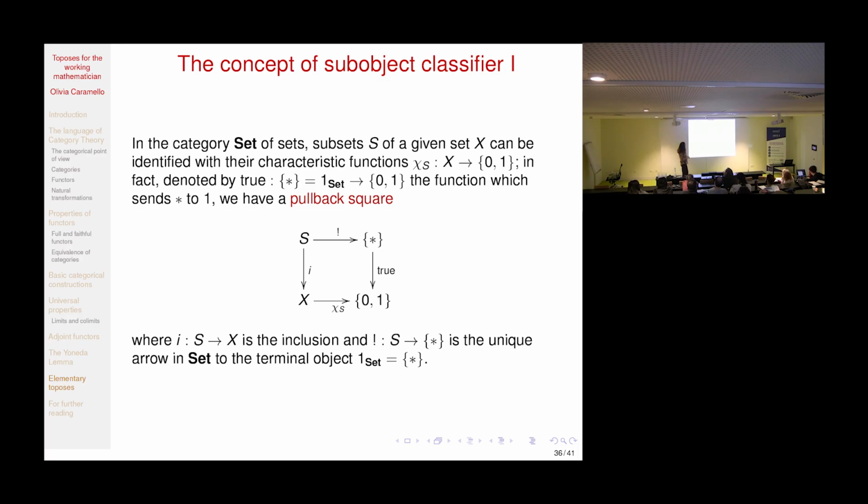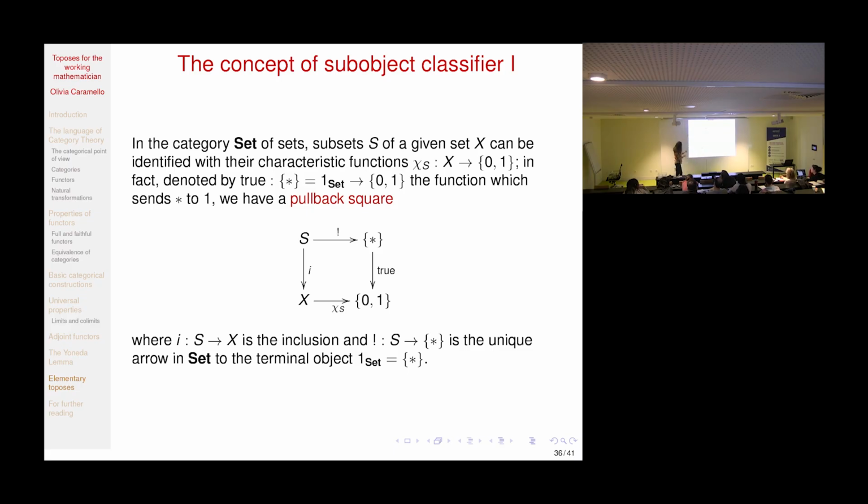So this has to do with the classification of subsets, or more generally subobjects in a category. Now, if we work in our usual category of sets, we can put in bijective correspondence the subsets of a set X and their characteristic maps. So given a subset, we can associate with it the map which sends an element of the set to 1 when it belongs to the subset and to 0 otherwise.